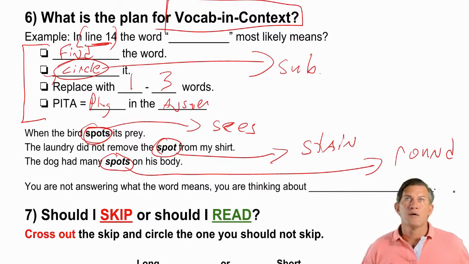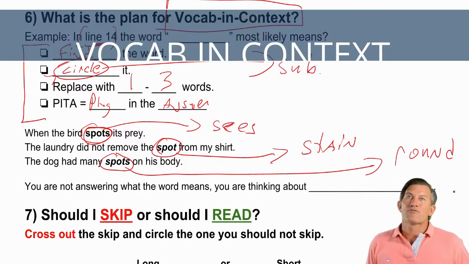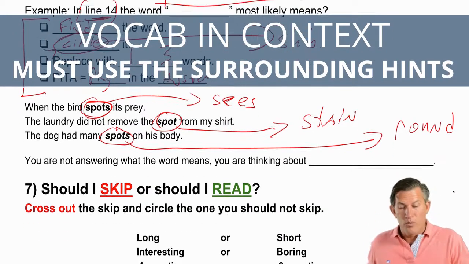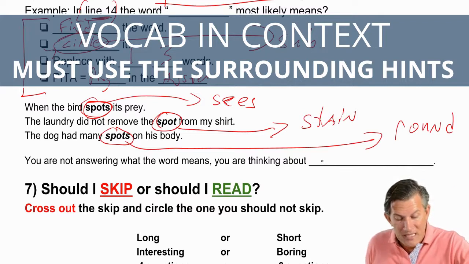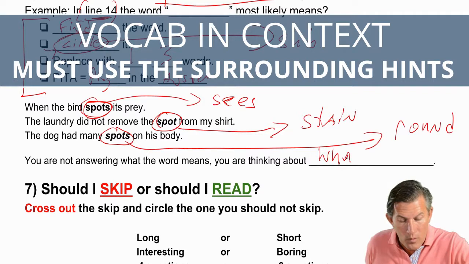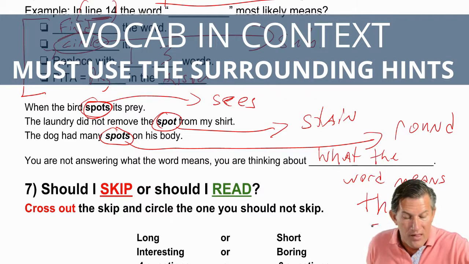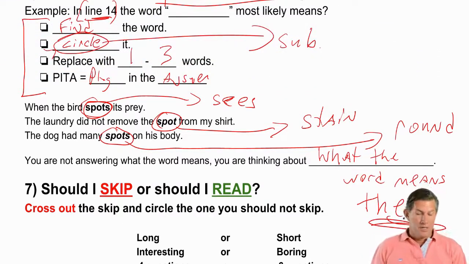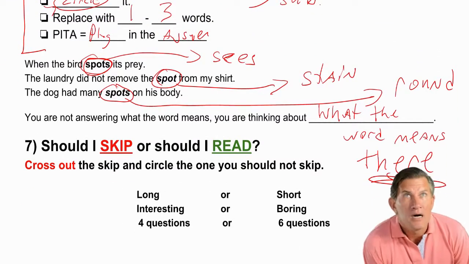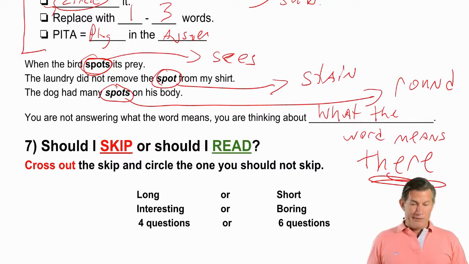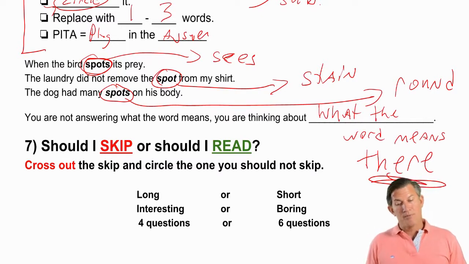You're not answering what the word means in general. You're thinking about what the word means there, in context, in the passage. You can't read that. Now that you can see it, you still might not be able to read it because of my bad handwriting problem. It's even worse with this pen. I'm blaming it all on the pen.